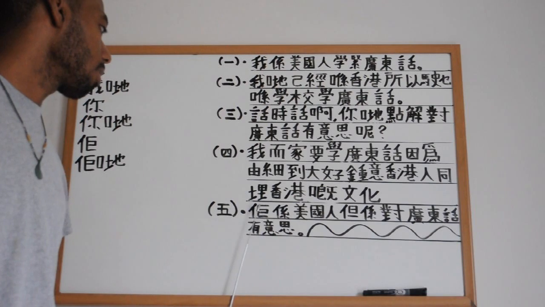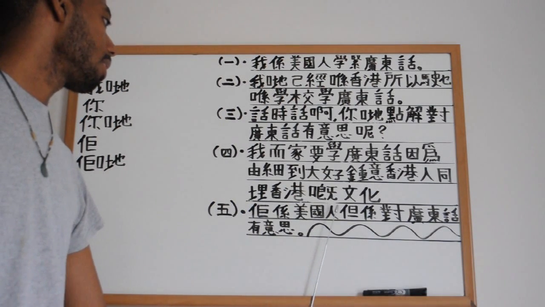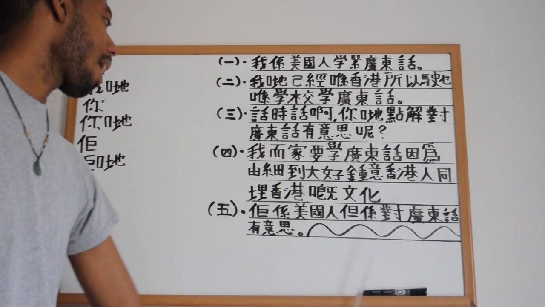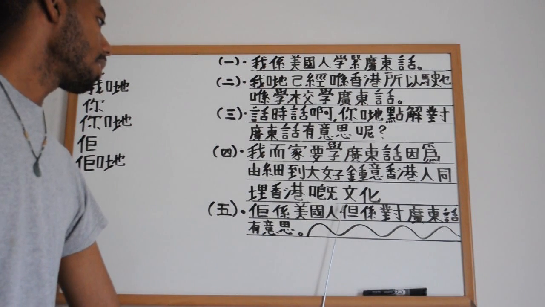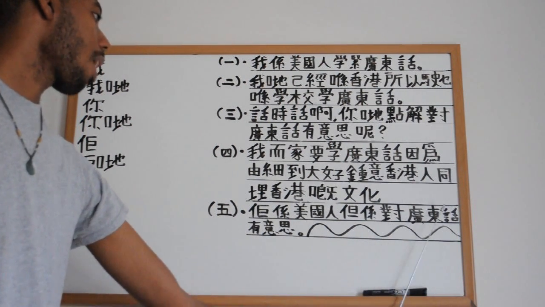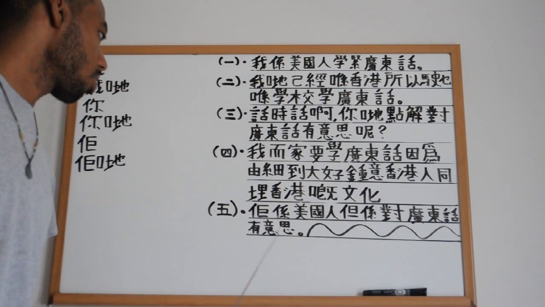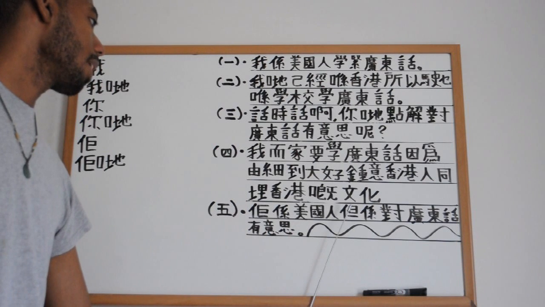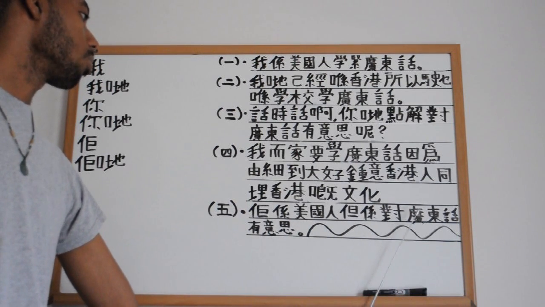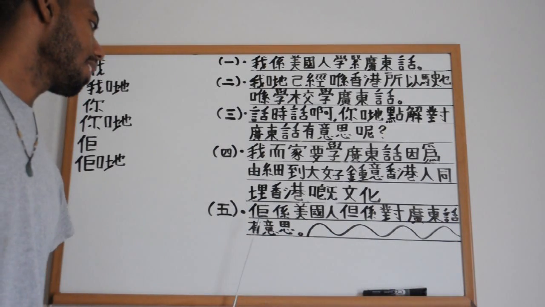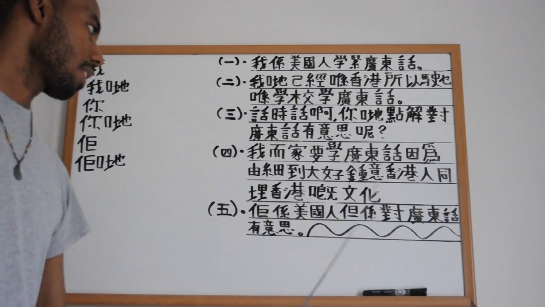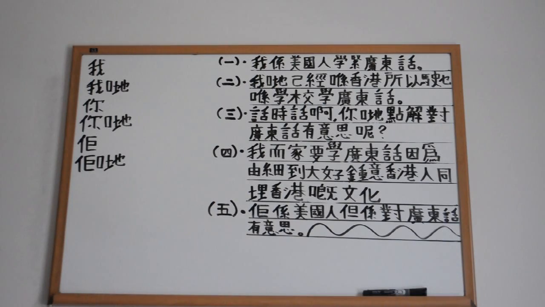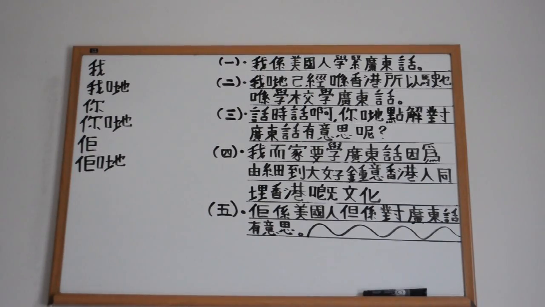佢係美國人，但係對廣東話有意思. So he or she is American, but 對廣東話 to or in Cantonese, 有意思 has an interest. So he or she is American but has an interest in Cantonese. That's simple. So as you can see, personal pronouns were used throughout these sentences.